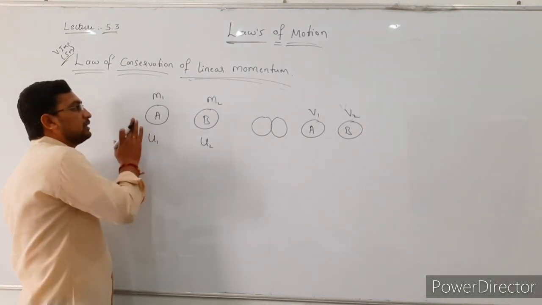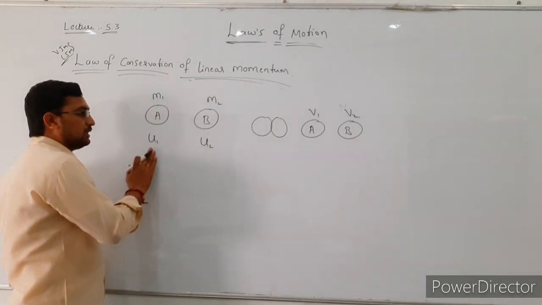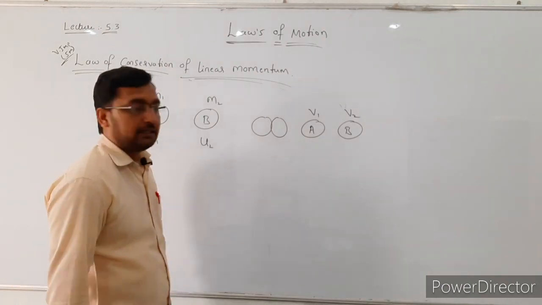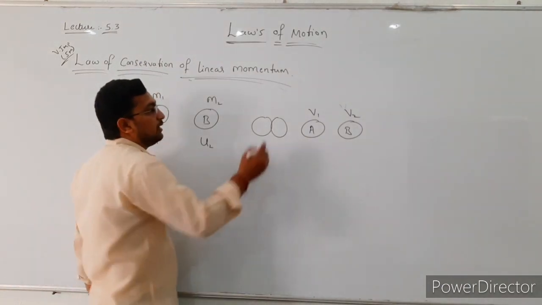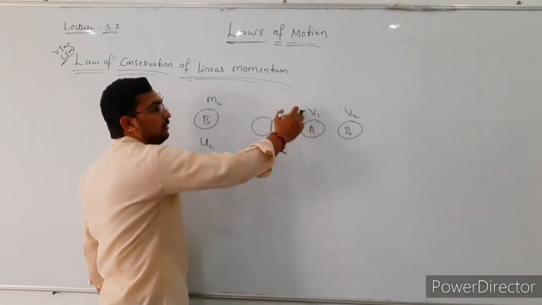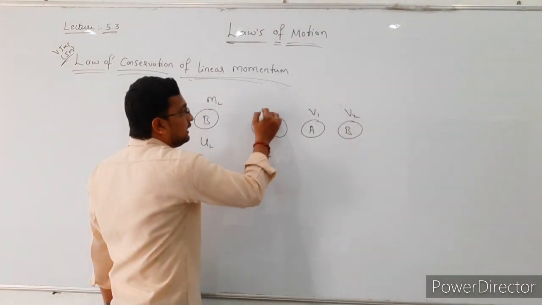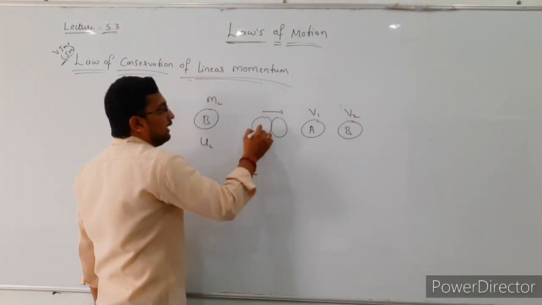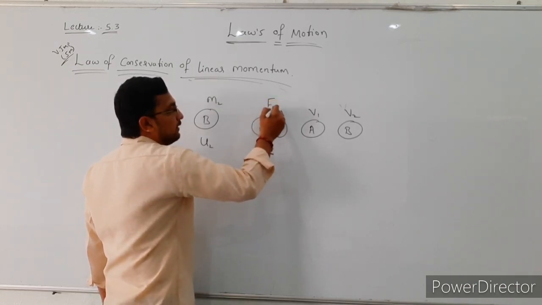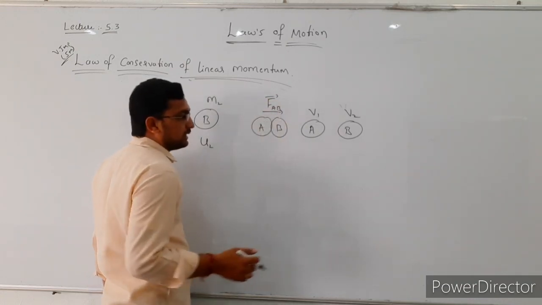See here, the first body has mass m1, and the second body has mass m2. The initial velocity of the first body is u1 and the initial velocity of the second body is u2. After collision, the velocities of these two bodies change to v1 and v2 in a short interval of time, delta t. In this case, body A exerts a force on body B. F_AB indicates the force exerted by the first body on the second body.